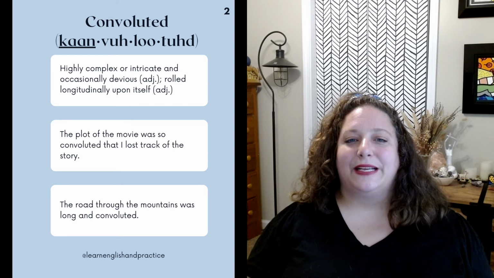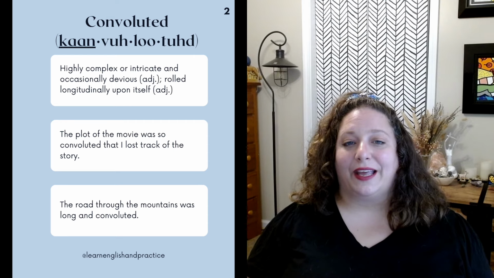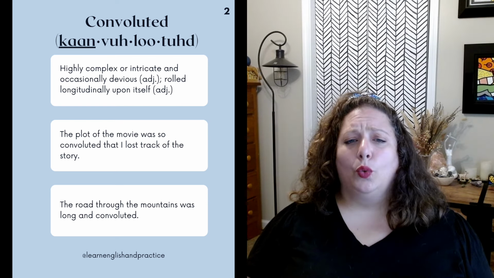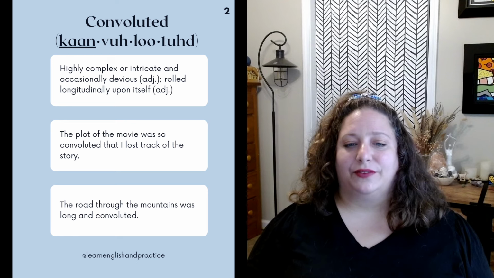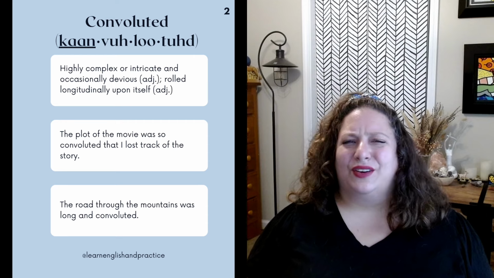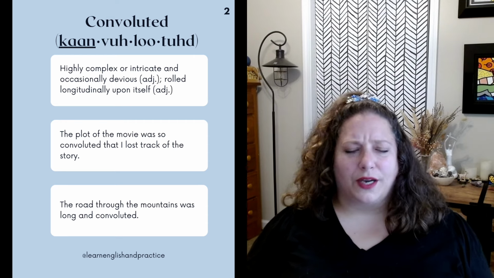Convoluted. This means highly complex or intricate and occasionally devious as an adjective. Rolled longitudinally upon itself as an adjective. So, something that's convoluted is kind of difficult to follow or understand.